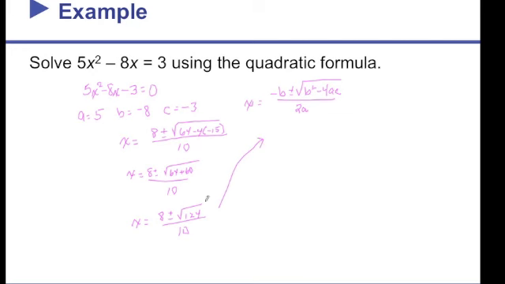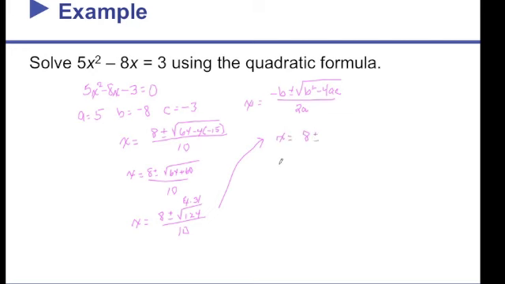Now, we need to simplify the radical. A perfect square that fits into 124, you'll find that that's 4 times 31. And you do need to know your perfect squares to be able to simplify. So we now have x equals 8 plus or minus the square root of 4 is 2, and that's how that comes out, times the square root of 31, all over 10.